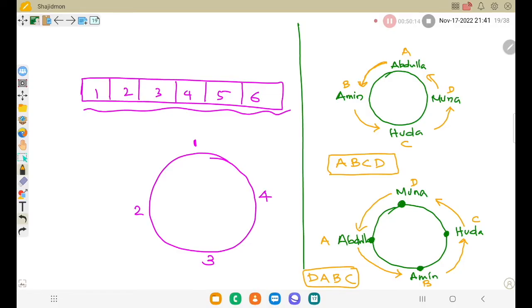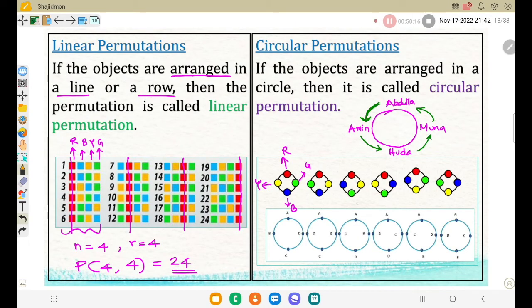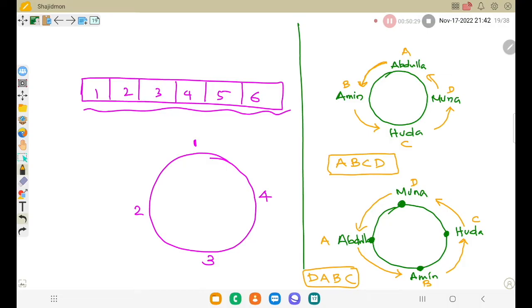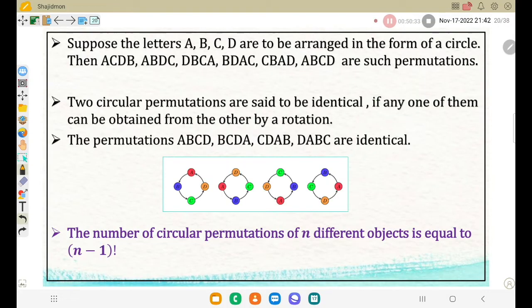So when we are writing this here, these 6, we are writing 6 different ones, not the same, like what we discussed. When we arrange in different ways, we get 6 circular permutations. So if you take it like this, we call that an identical permutation. Two circular permutations are said to be identical if one of them can be formed from the other by rotation.